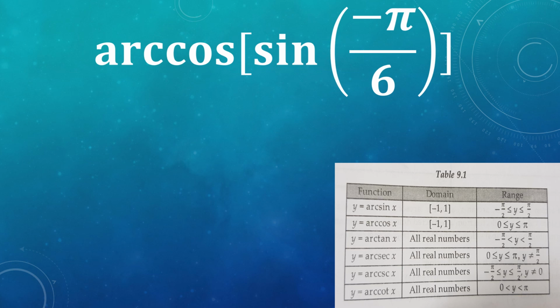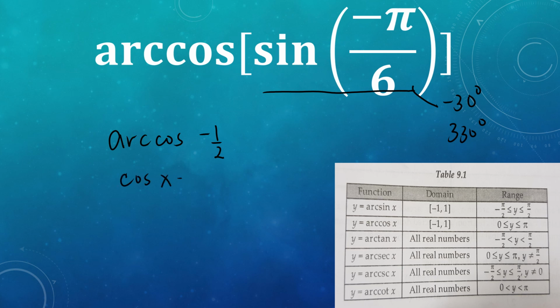Arccos of sine negative pi over 6. We're going to start with the innermost, sine of negative pi over 6. Negative pi over 6 is negative 30 degrees. The positive coterminal angle with negative 30 degrees is 330 degrees. So the value of sine 330 degrees is negative 1 over 2. So bring down arccos, and the value of sine negative pi over 6 is negative 1 over 2. We can rewrite arccos of negative 1 over 2 as cos x equal to negative 1 over 2.